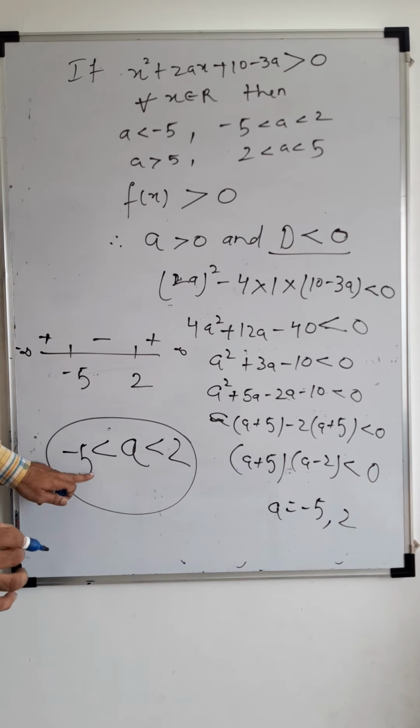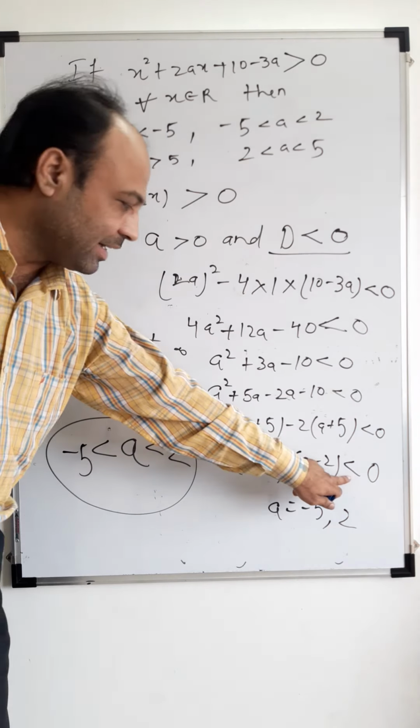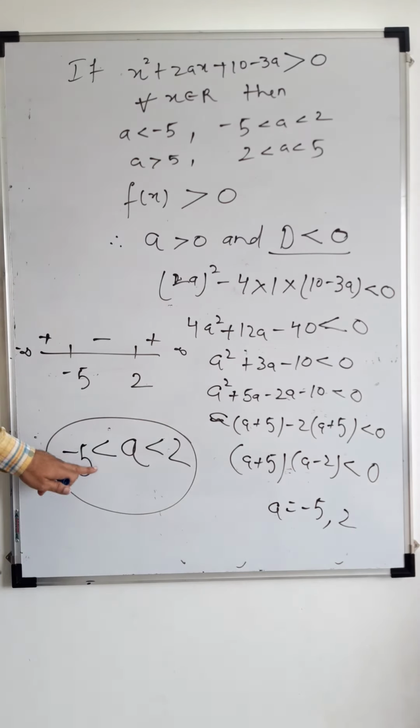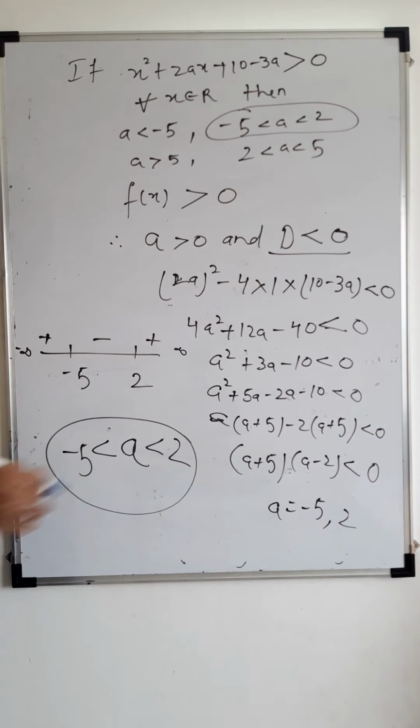The value of a will lie between minus 5 to 2, because minus is there, and here they have asked less than 0. So the value of a will be greater than minus 5 and less than 2. This will be the correct option. Correct? So if you remember that concept, then you will be able to solve such problems, and these problems came in NDA.